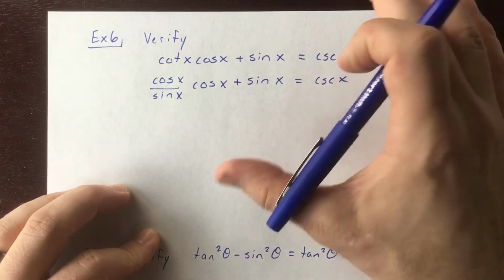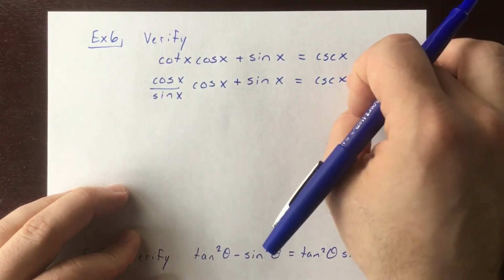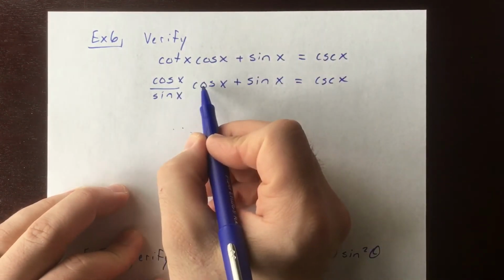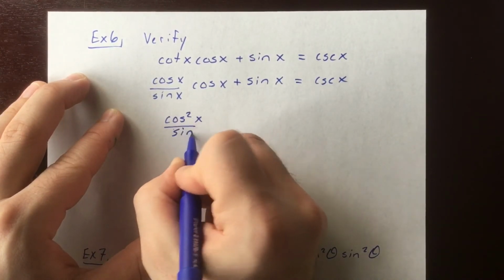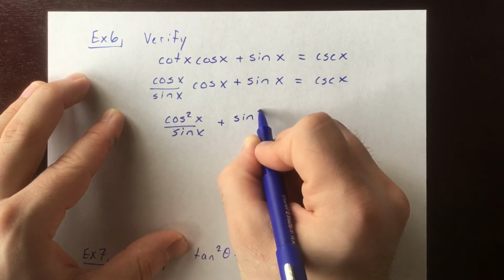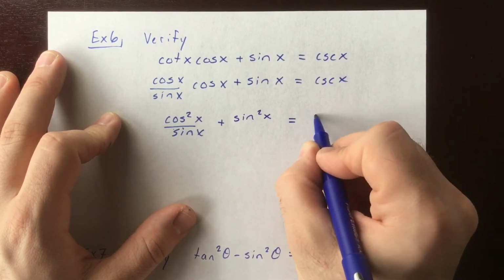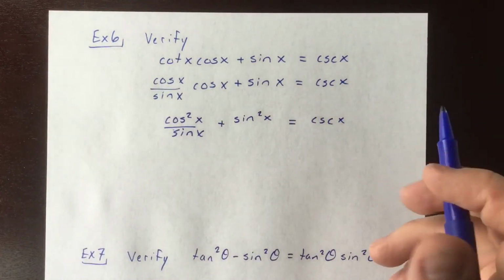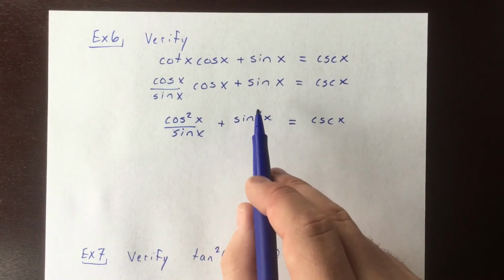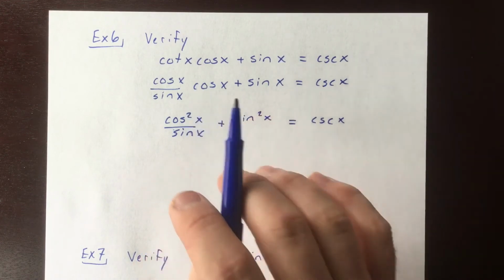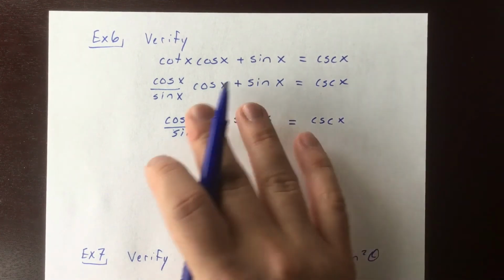Notice I'm not rewriting the right side. I'm trying to manipulate the left into the right. So now looking at this, we have cosine squared of x over sine of x. How am I going to do this? Well, let's see. Oh, cosine squared of x plus sine squared of x, that's going to be 1. If I can get that together, that's going to help me here, 1 over sine. So we can't add these right now.